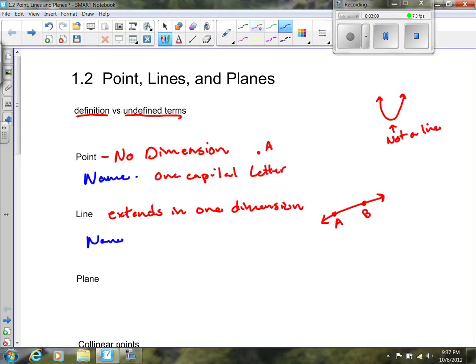So we name it by saying it is line AB, with a line with arrows over the top. Now, there's a second way we can name it. Maybe pick a different color. So I'm going to come back here. Name with 2 points. Two points with a line on top.